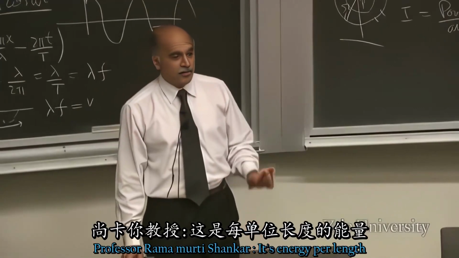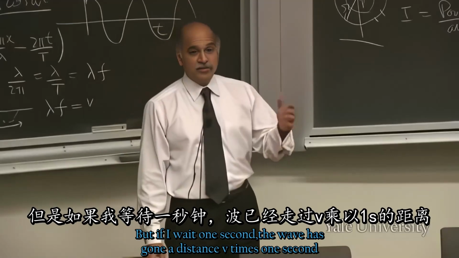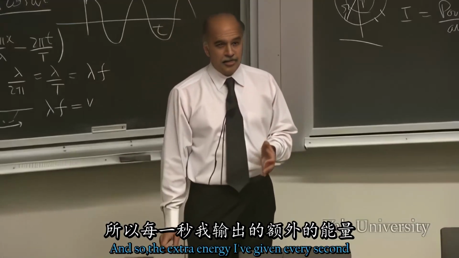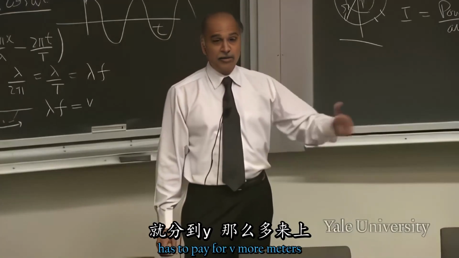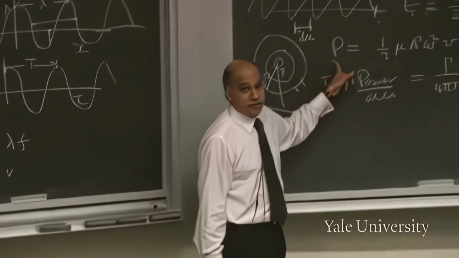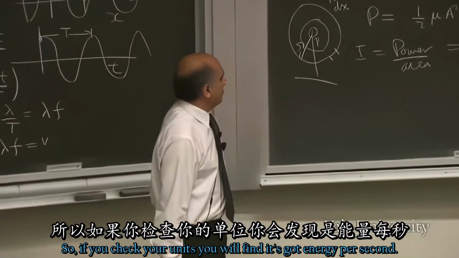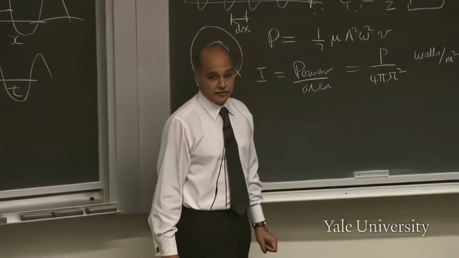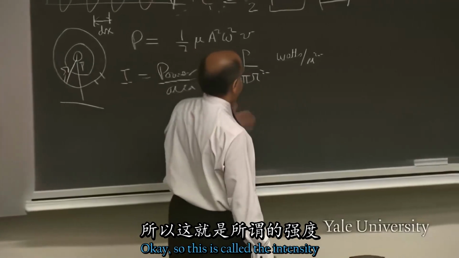It's energy per length, but if I wait 1 second, the wave has gone a distance v times 1 second. And so the extra energy I give in every second has to pay for v more meters. That's energy per second. Yeah, this is the energy per second. That's the power. That's correct. So if you check your units, you will find it's got energy per second. Okay, so this is called the intensity.